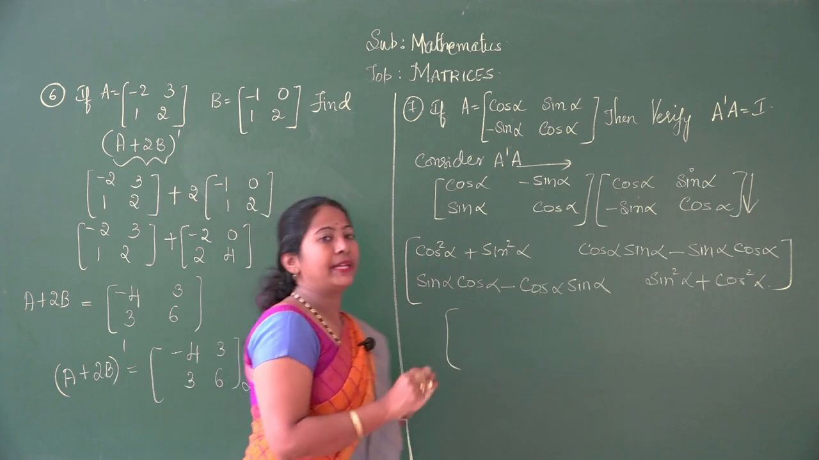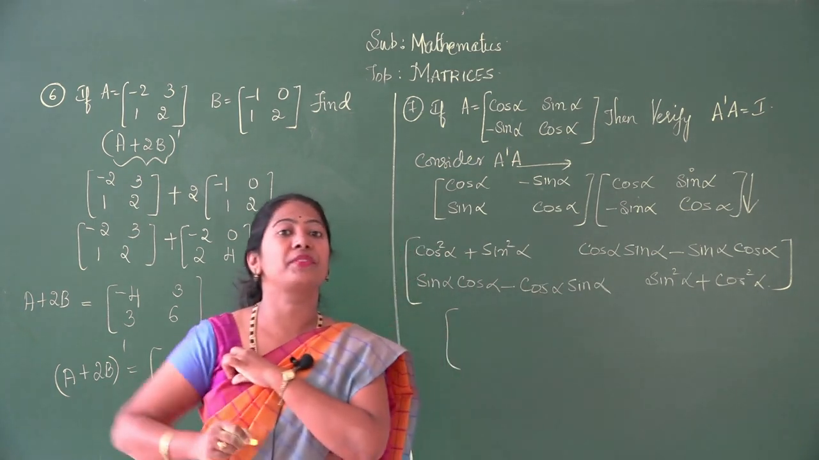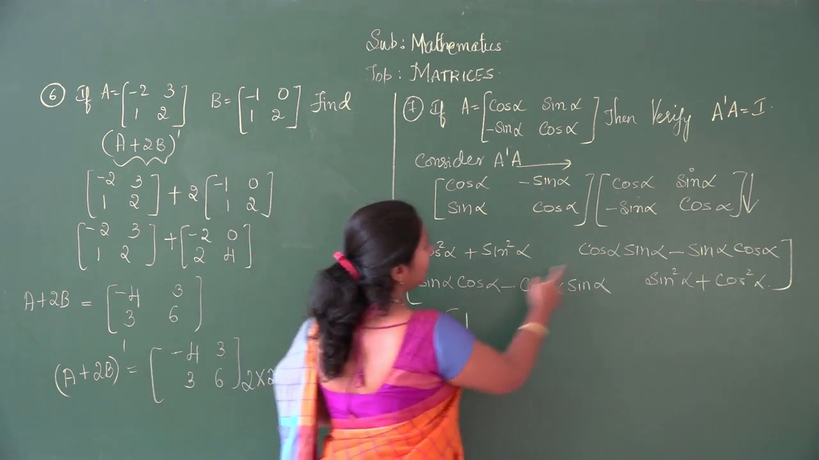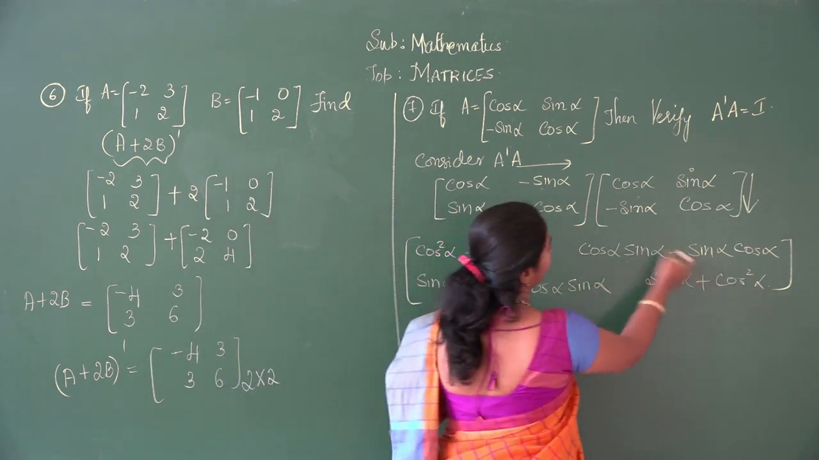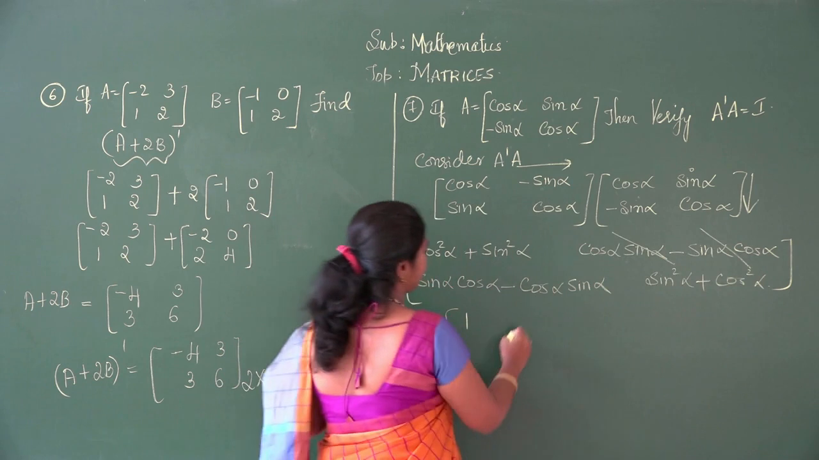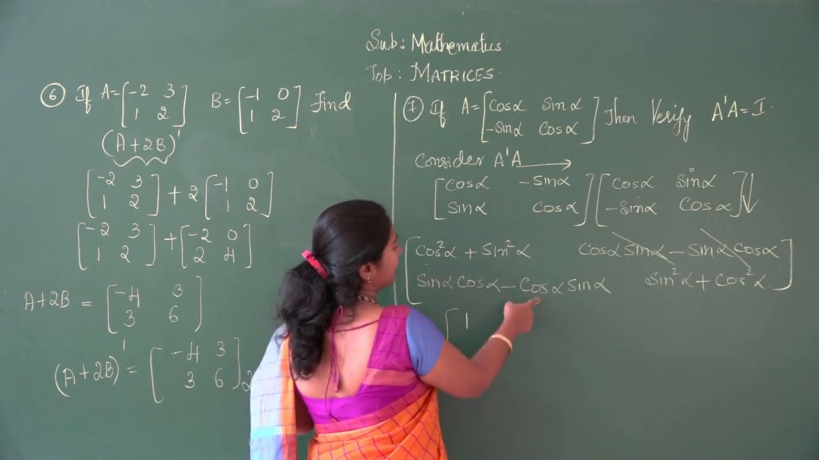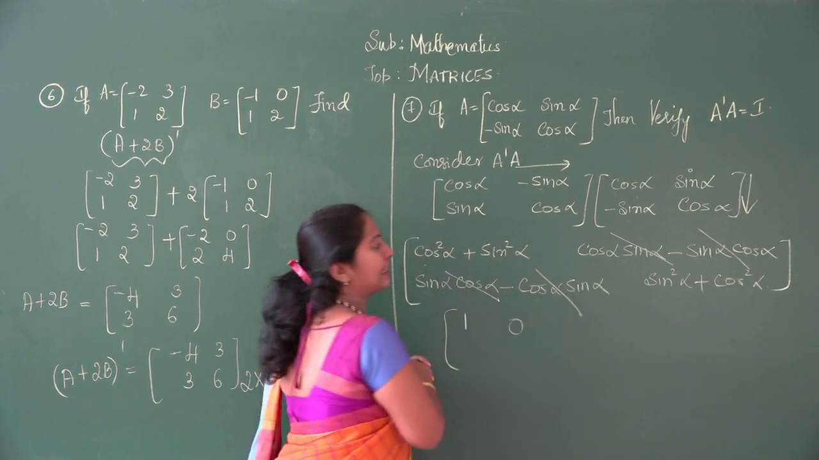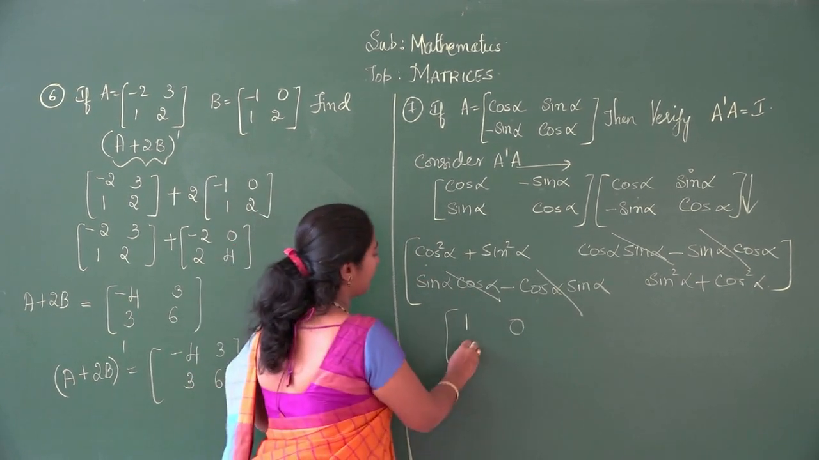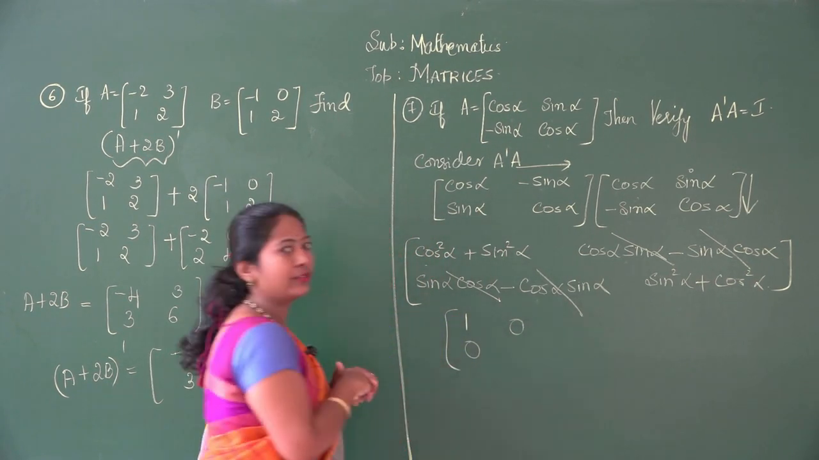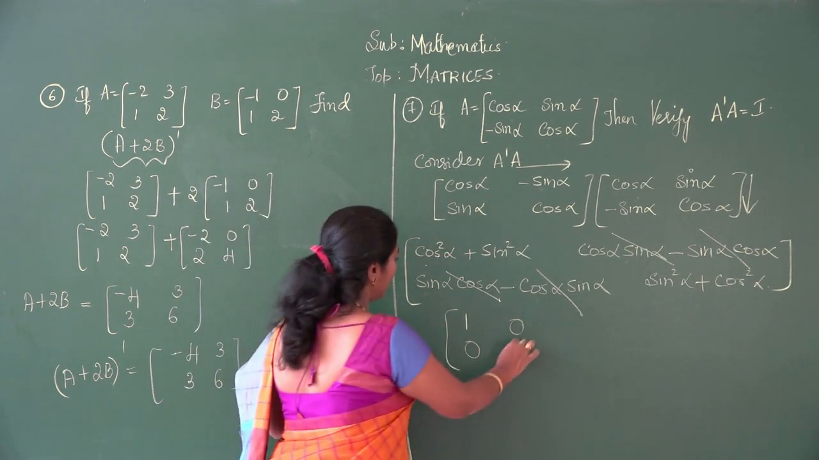By Pythagoras identity or by trigonometric identity, sin square alpha plus cos square alpha is equal to 1, plus cos alpha sin alpha minus sin alpha cos alpha gets cancelled, becomes 0. Similarly, plus sin alpha cos alpha minus cos alpha sin alpha gets cancelled, becomes 0. What is sin square alpha plus cos square alpha according to the trigonometric identities? It is nothing but 1.